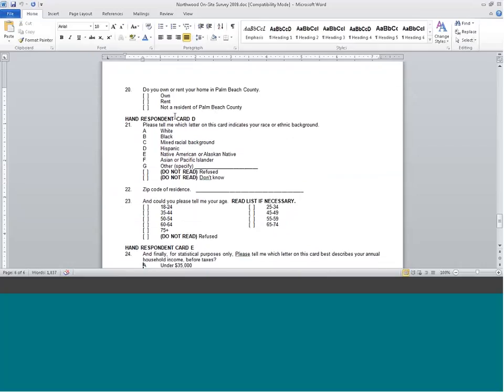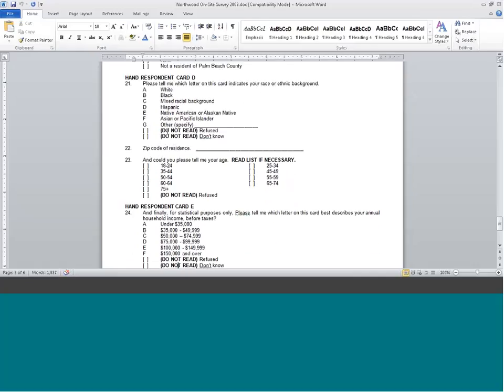Now, 21, for some reason, they hand the card to the respondent. I guess they're a little bit worried about some issue with understanding race. So I'm guessing with the race question, they're just showing them a card and saying, okay, which one is you? I've never seen that before. It's kind of interesting. They want to know if they're white, black, mixed race background, which I've not seen before either, which is kind of funny. Hispanic, Native American. But again, this is just how someone associates themselves.